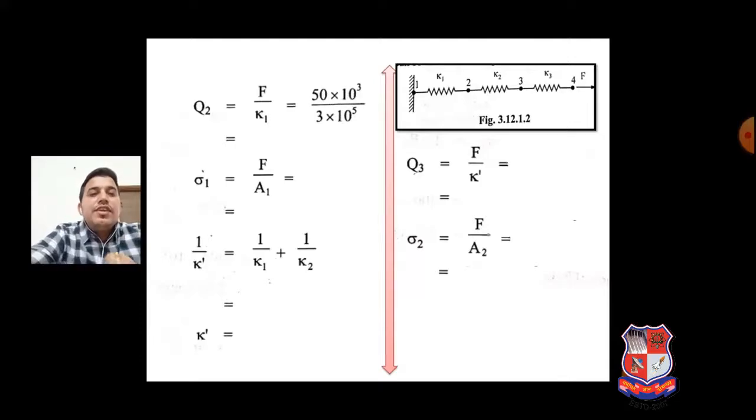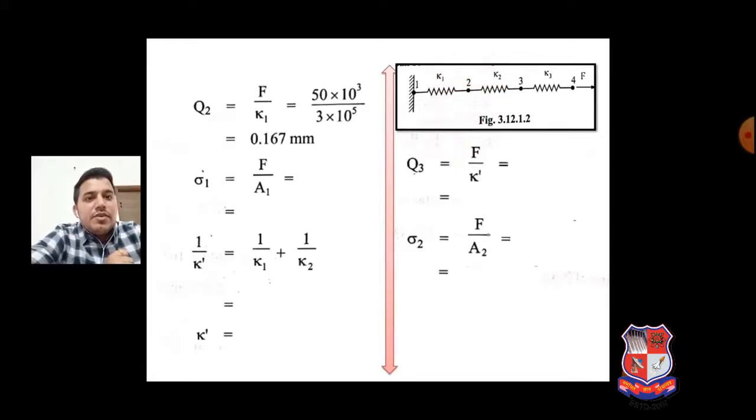So here we are putting the value of force 50 into 10 raised to 3 divided by 3 into 10 raised to 5. Already we have found K1. So as per that, the value of Q2, meaning the displacement at node number 2, will be 0.167 mm. So we can find Q2 here at node number 2.